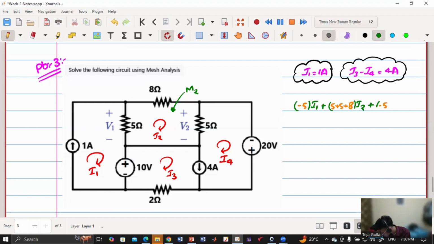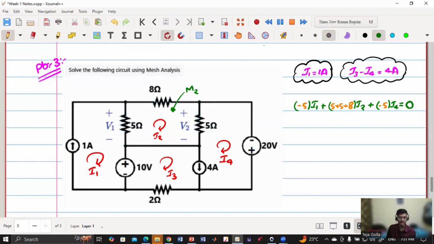What will be there on the RHS side? A voltage source, right? The voltage drop that we are getting when we are traversing through mesh M2 in the clockwise direction. So what is the term? 0. Gokul, very good, because there is no voltage source. So we'll get it equals to 0.